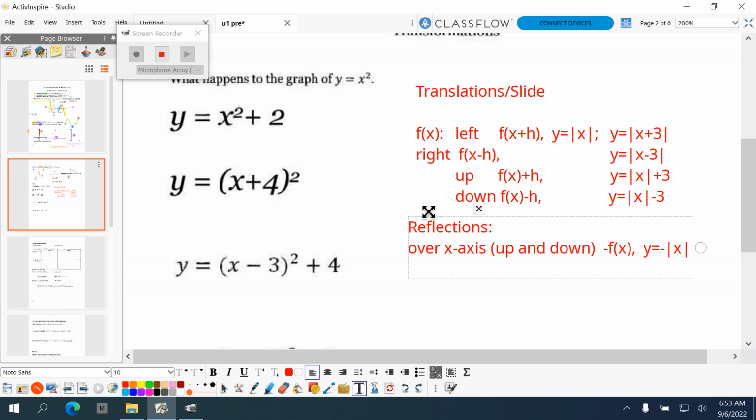All right. Over the y-axis, and this one is interesting because it's side to side. Let's do left to right. So this in general, it would be f of negative x, right? So here, that would be y equals absolute value of negative x, okay?